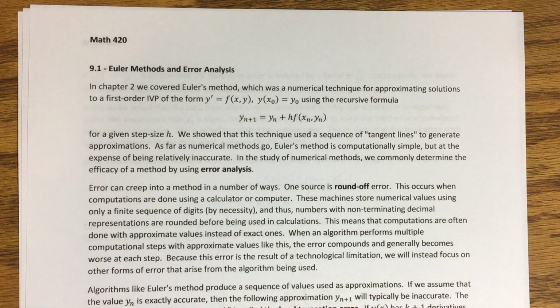So what we're looking at here, 9.1, is an improvement on Euler's method. And before we get into that, we're going to talk about something that we always need to take into consideration when we're looking at numerical methods, which is error analysis. So we're going to start there.